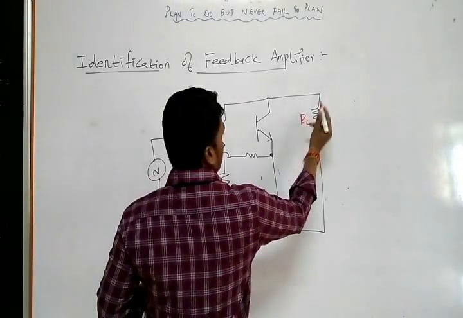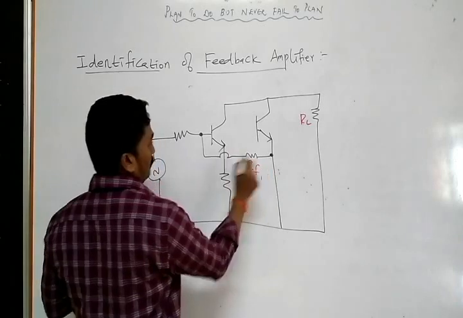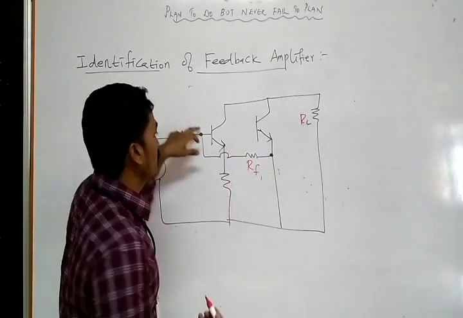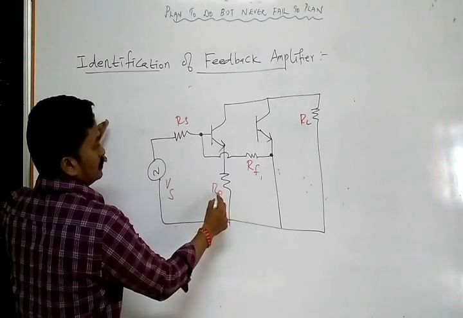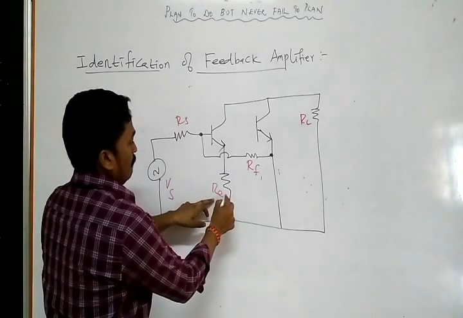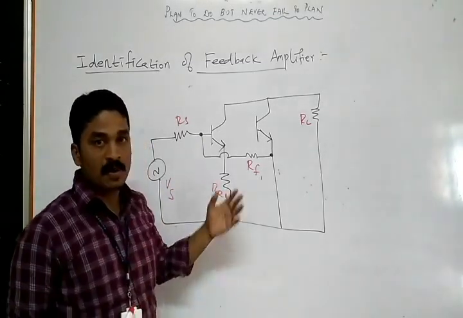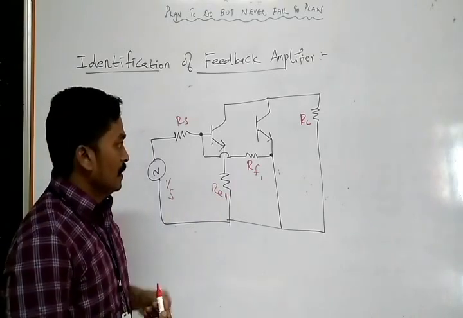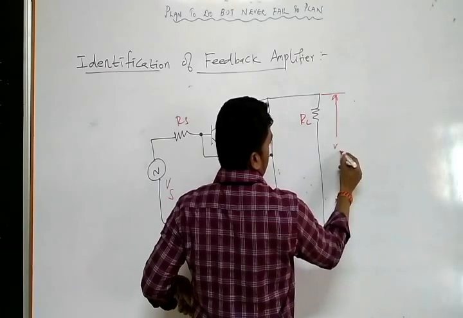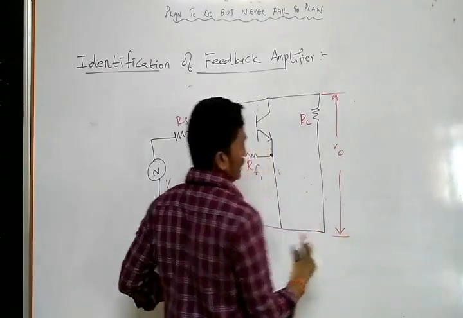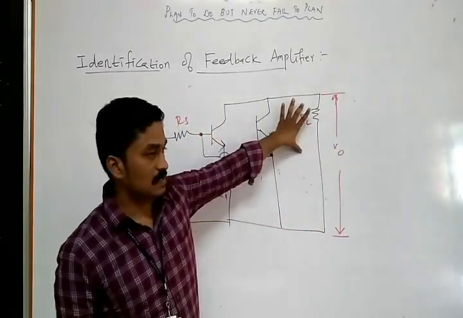This is your load resistance RL, and this is your RF feedback resistance from the output side to the input side. This is your RS and supply voltage, and this is your RE1. The first stage feedback amplifier will keep RE1. Now see, the output is taken across V0. According to this circuit, we will take the output across this R.